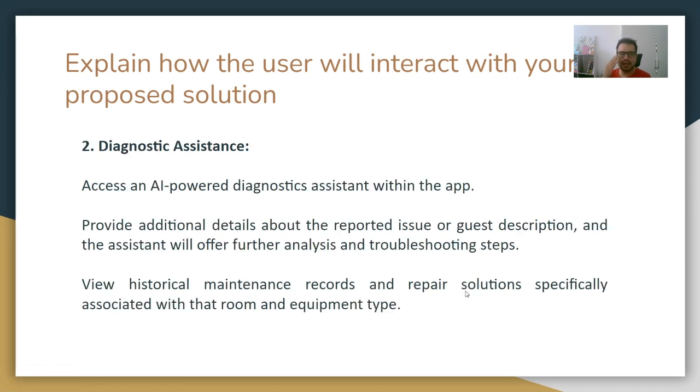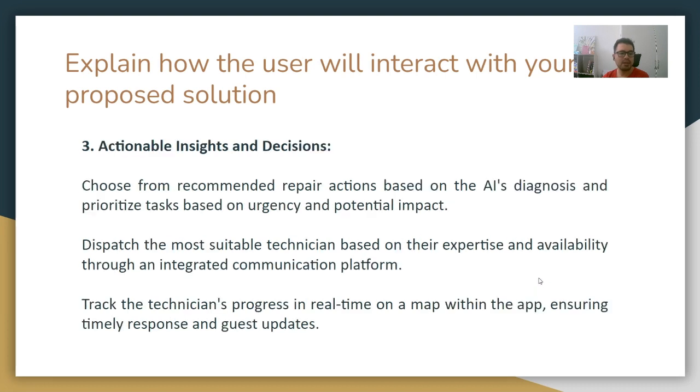The alert will detail the room number, predicted severity, and possible cause based on sensor data and historical trends. In the next task, diagnostic assistance, access an artificial intelligence powered diagnostic assistant within the app, provide additional details about the reported issue or guest description, and the assistant will offer further analysis and troubleshooting steps. The historical maintenance records and repair solutions specifically associated with the room and equipment type.